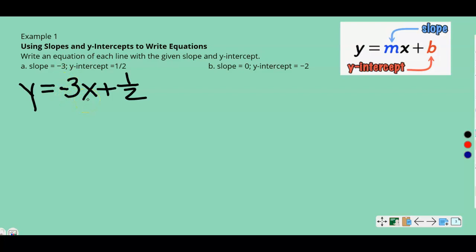All right, B part, slope is 0, y-intercept is -2. You can write that as 0x minus 2, or you can just write it as y equals -2. If you write y equals 0x minus 2, that's just using the slope-intercept formula, but you don't have to have the x here when your slope is 0. So this is the best option. The second one would still work.